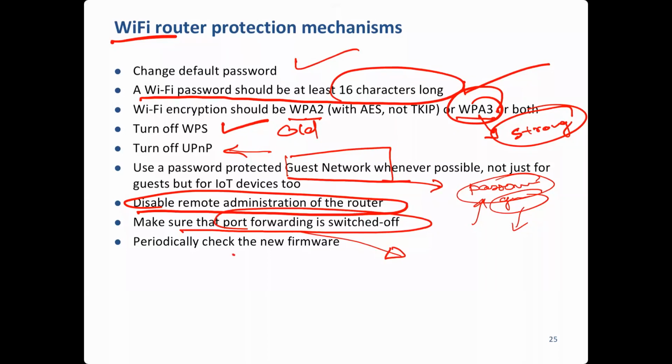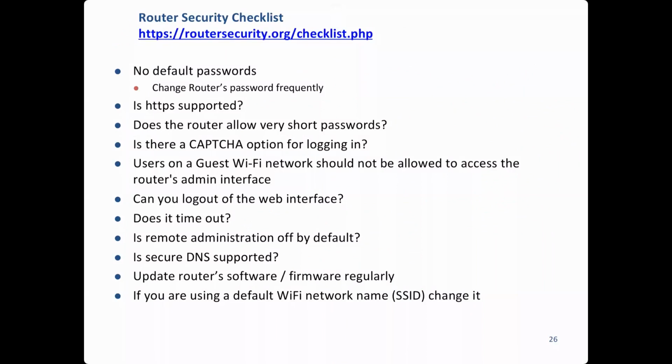So periodically check the software that's available, right? Because routers are also computers, they will have bugs, they will have security holes, and new versions will possibly plug those holes. Okay, all right. So please go through these also. Okay, what are the other protection mechanisms?